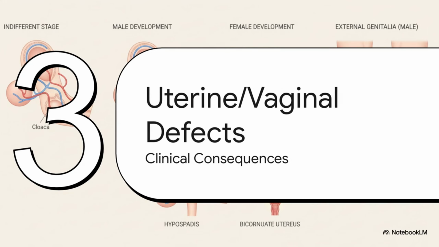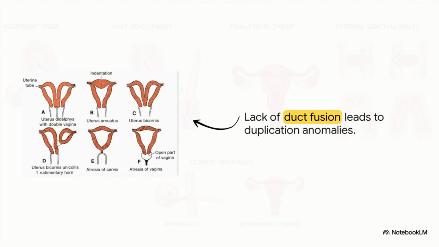Which brings us to Section 3, Uterine and Vaginal Defects. So, what happens when that seamless fusion doesn't go exactly to plan? Well, a lack of fusion in the paramesonephric ducts leads to specific duplication anomalies. This can happen just in a small localized area, or along the entire line of fusion. Let's walk through the variations.